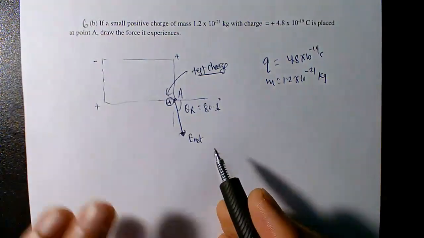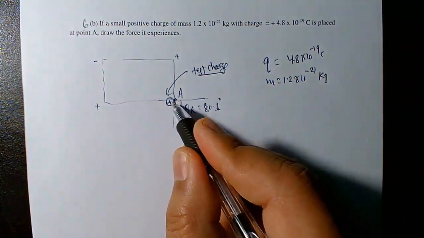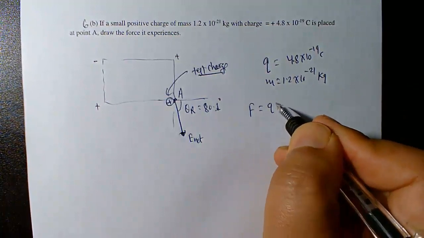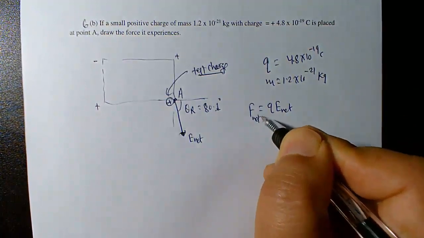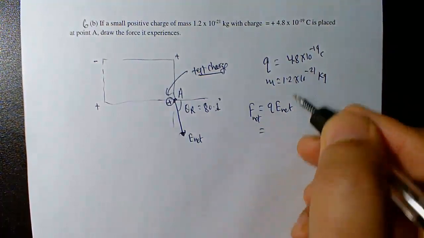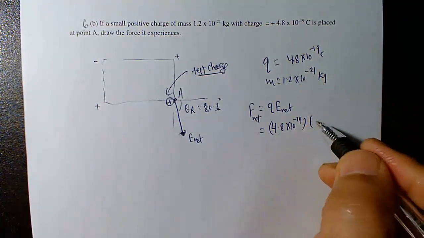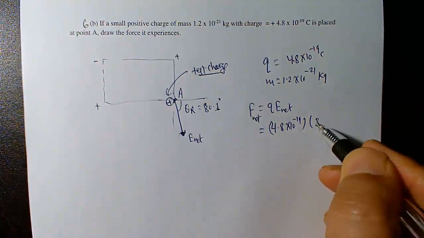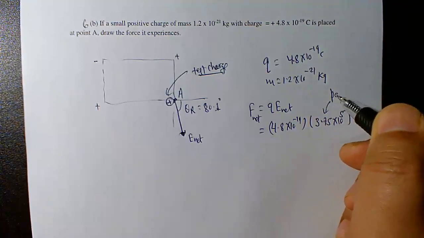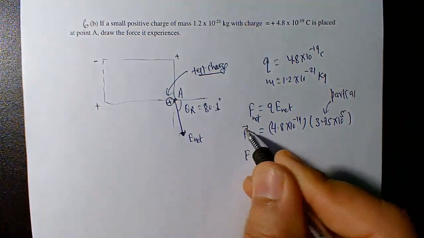Then it says, what's the force, both magnitude and direction, acting on this charge due to this electric field? Now it's easy. The force on this test charge is just Q times E net. The net force on any test charge, if you already know the electric field, is just Q times E. So Q is 4.8 × 10^-19, and the net electric field from part A is 3.75 × 10^5 newtons per meter.